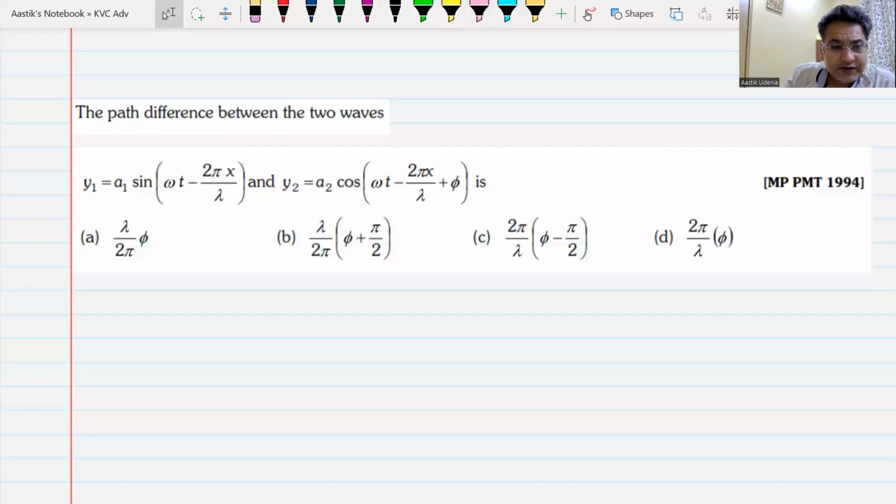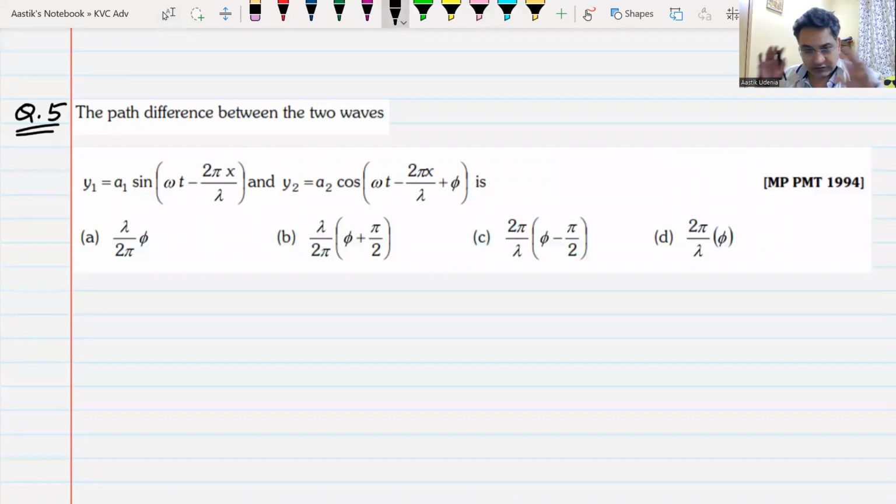What is the path difference between the two waves? Basically, they have created two different waves. They are not writing it as one wave and the path difference between two particles. They have written it as two waves, and they are asking you the path difference between the two waves. Take a deep breath and do this question calmly. Remember, they are asking you the path difference. I'll give you 2 minutes.